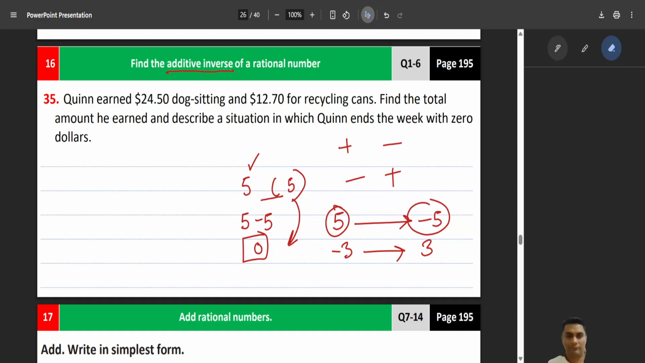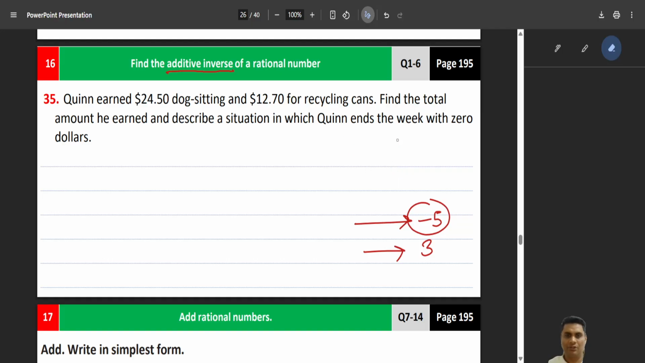Okay? Let me erase it. So the additive inverse of minus 10 will be 10. The additive inverse of 6 will be minus 6. Additive inverse of minus 2, 2. Additive inverse of 1 over 2 is minus 1 over 2. Like this. Now let's do this question.